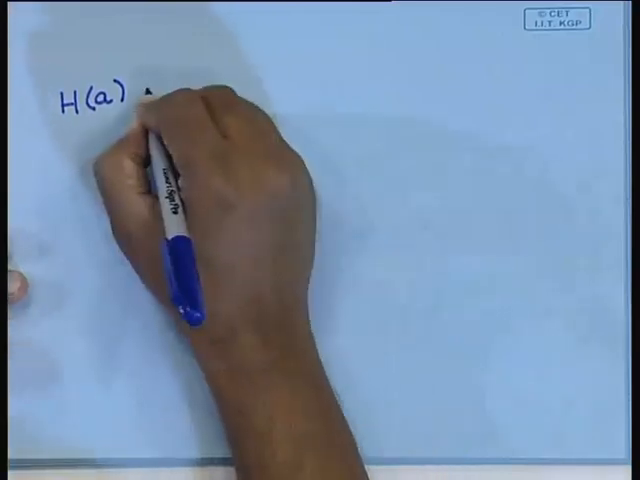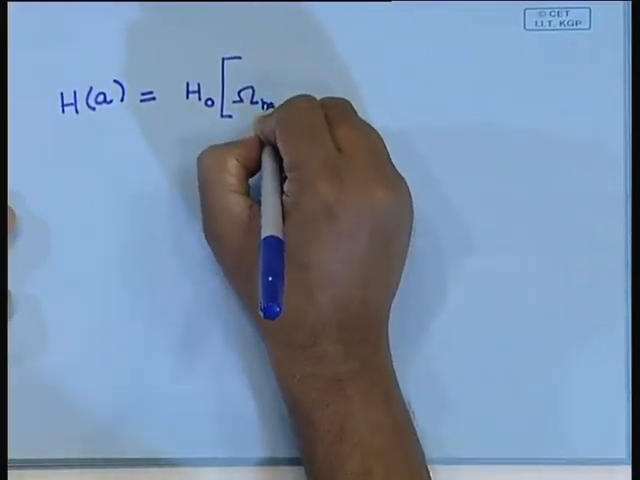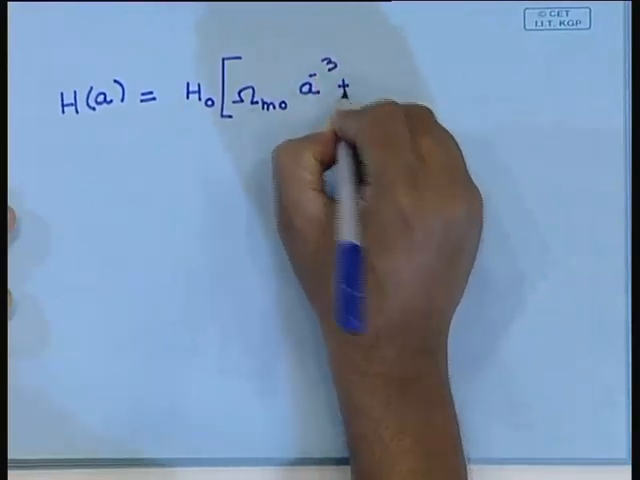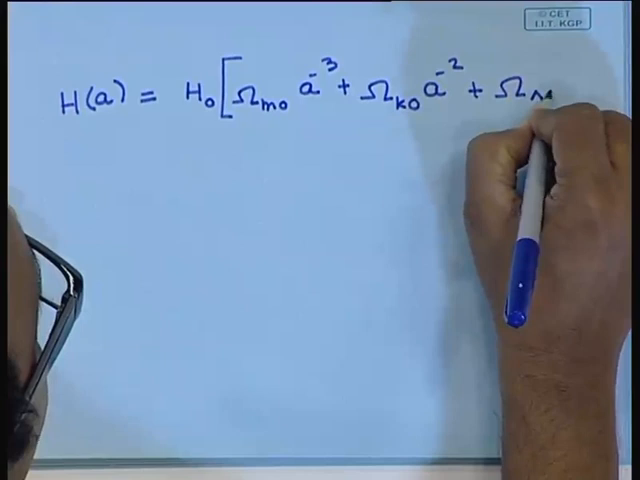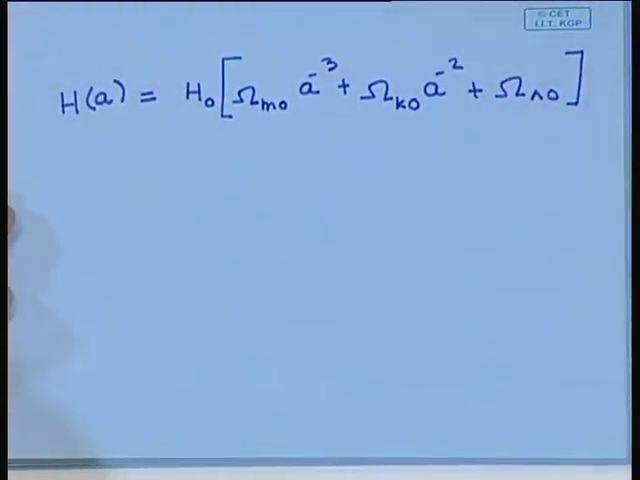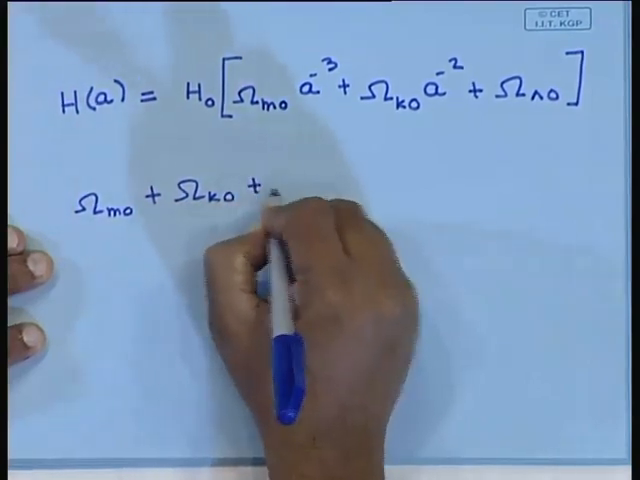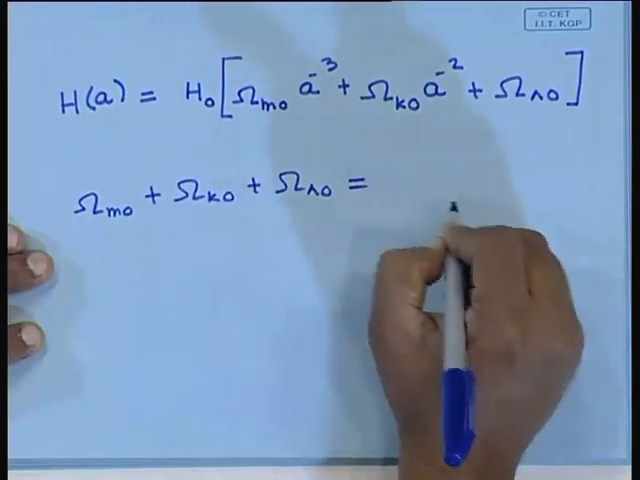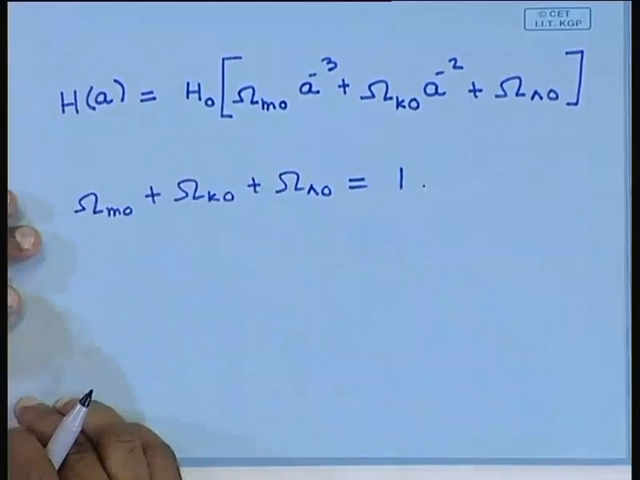The Hubble parameter as a function of the scale factor in these models is given by H0 times the square root of omega matter naught a to the power minus 3 plus omega curvature naught a to the power minus 2 plus omega lambda naught. And omega matter naught plus omega curvature naught plus omega lambda naught, omega lambda being a constant, the sum has to be 1. So, any 2 of these parameters along with the Hubble parameter, which I discussed 2 classes ago, completely tell you everything about the expansion history. Only 2 of these parameters are independent, the third one is fixed by the fact that the sum has to be 1.